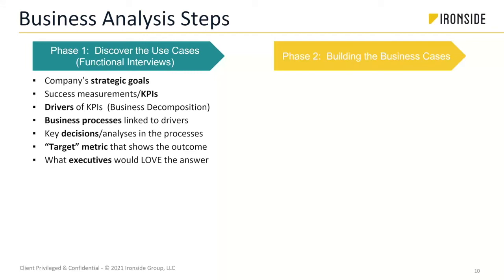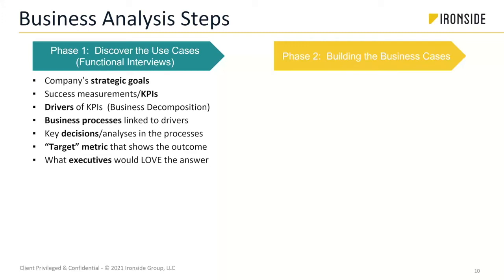We start at the top. What are your company's strategic goals, right? What are the KPIs that identify success in those strategic goals? And then we have to start to break those down. I talked earlier about granularity. So now what we do is we start to look at your KPIs and break them down through what we call business decomposition. If a KPI is about revenue, what drives your revenue? It is a function of unit price, it's a function of mix, it's a function of market share, et cetera. Right? So we start to break those things down.